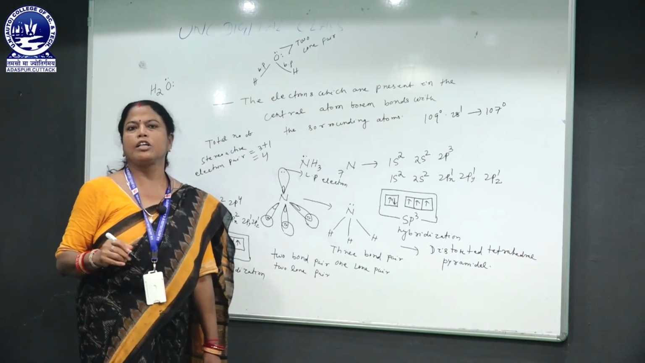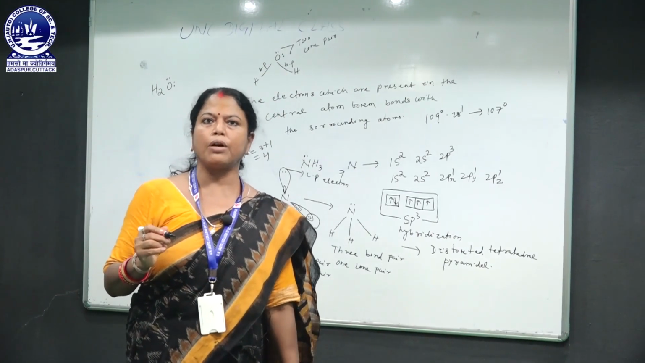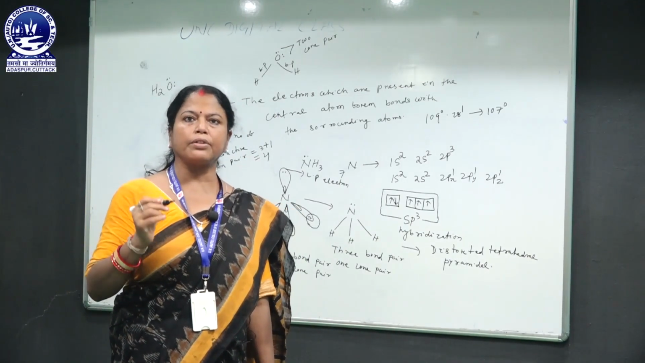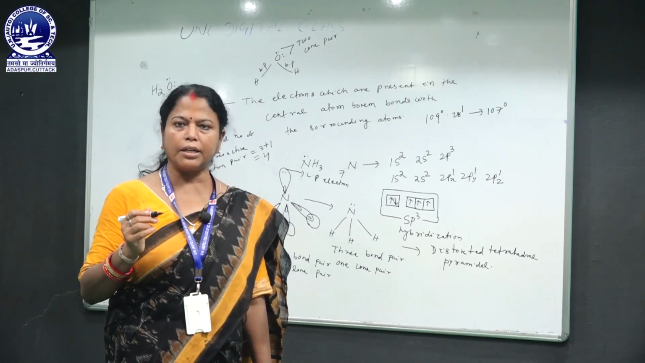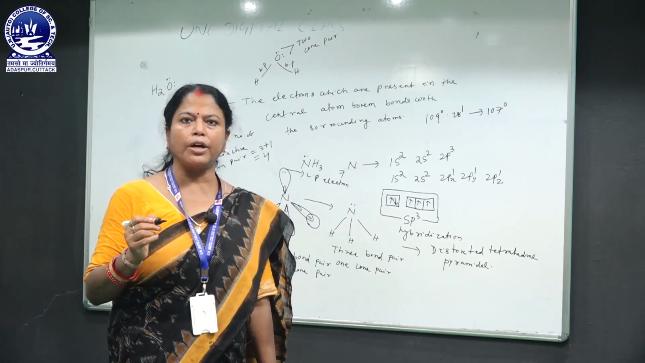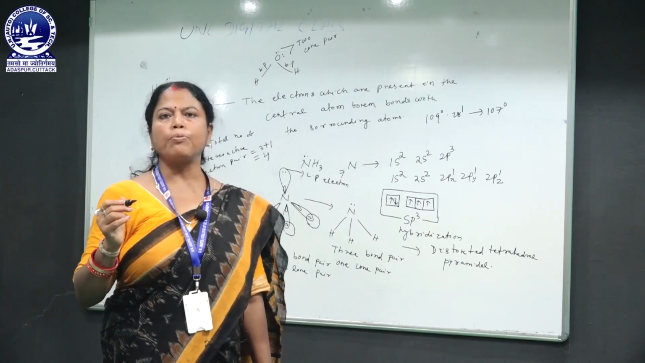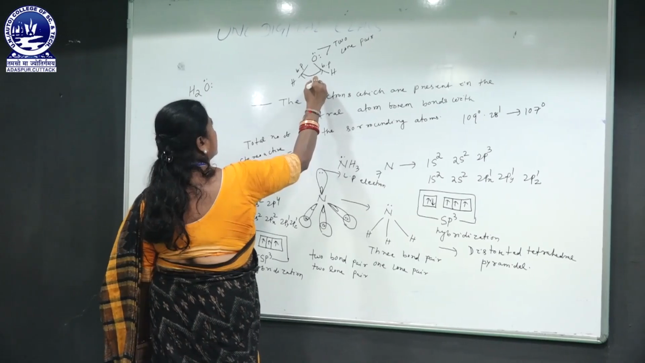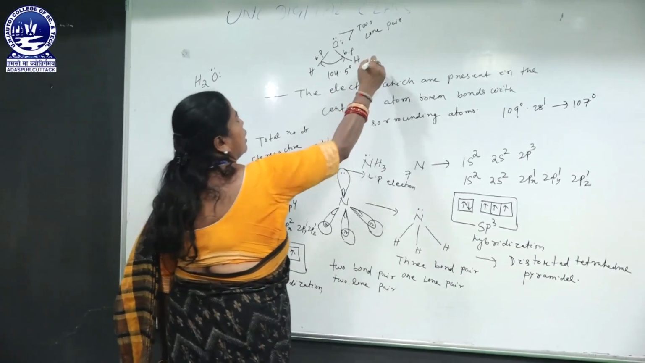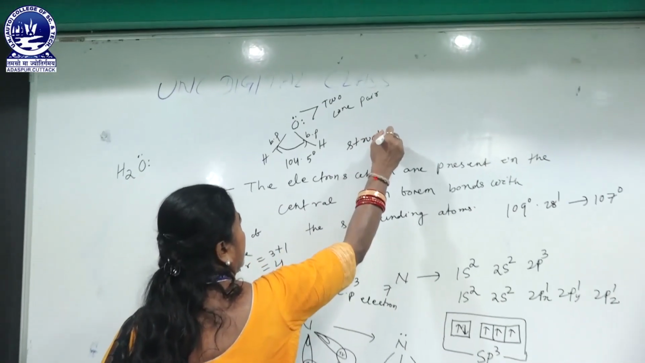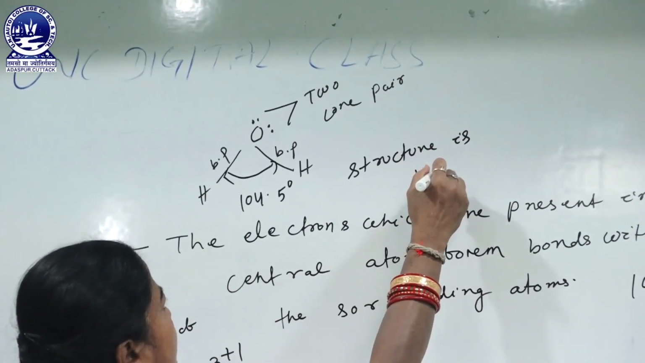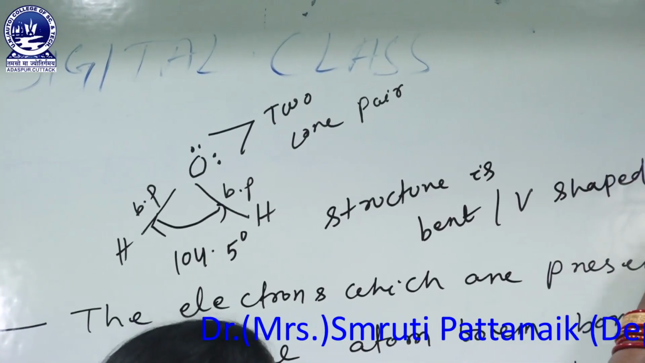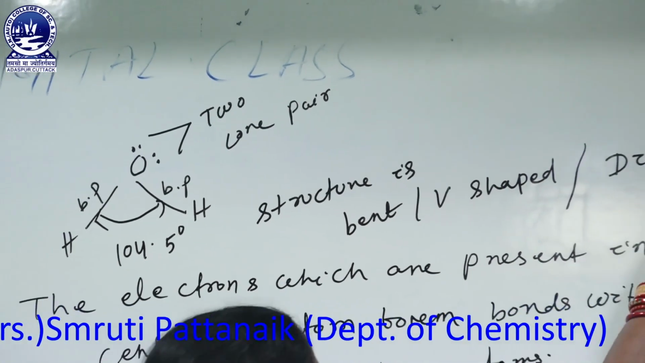So what is the angle? The angle in the water molecule is 104.5 degrees, and it decreases from the normal tetrahedral value, that is 109 degrees 28 minutes, to 104.5 degrees. So this is the bond angle of the water molecule, 104.5 degrees. What is the structure? The structure is bent or V-shaped, or in other words distorted tetrahedral.